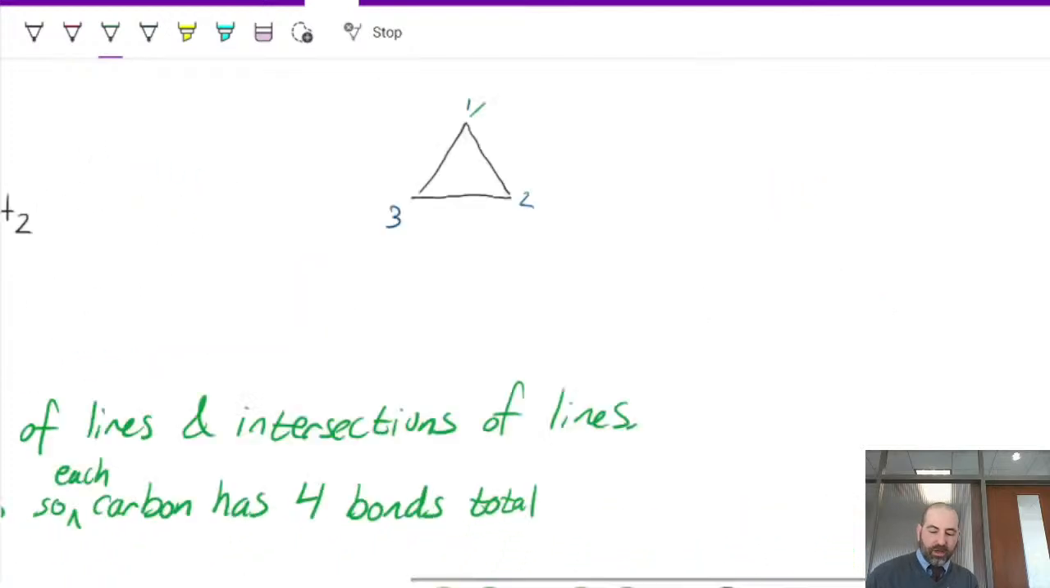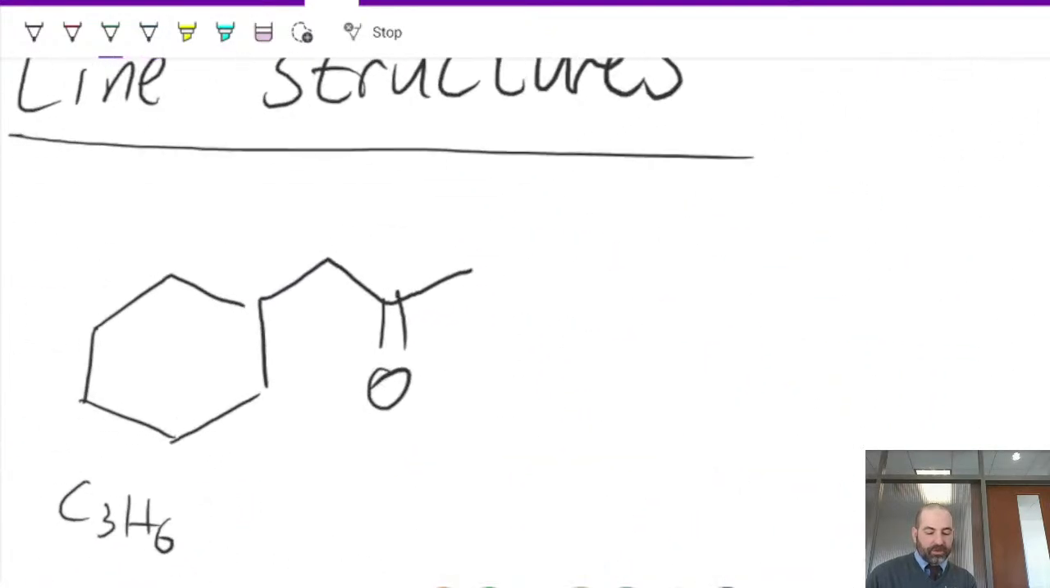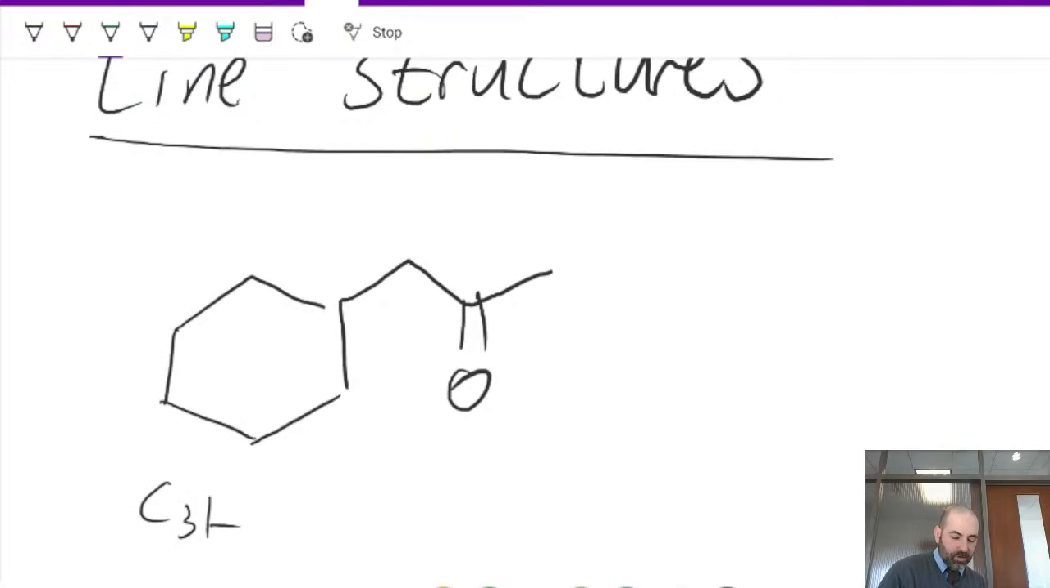One thing that can be helpful for practice with line structures is to take a molecule like the one we drew up here and find its molecular formula. If you're watching not live, this would be a good time to pause the video and give this a try, and then come back and we'll do it together.